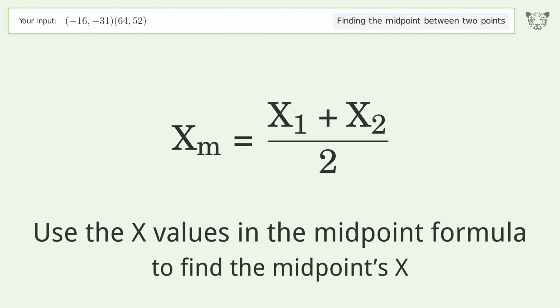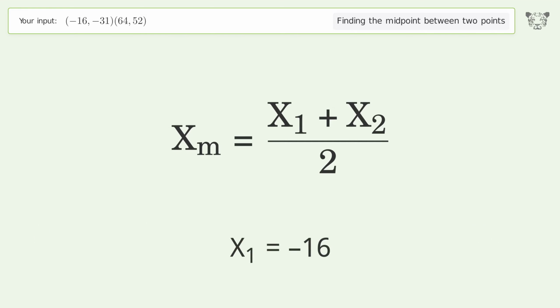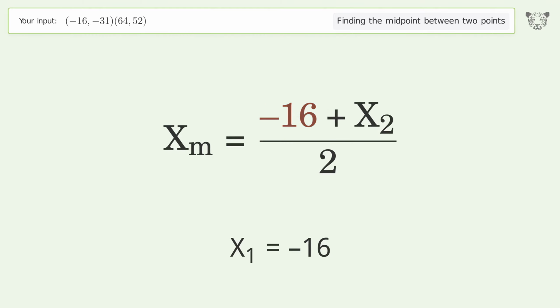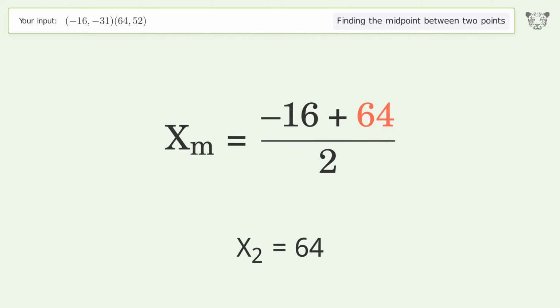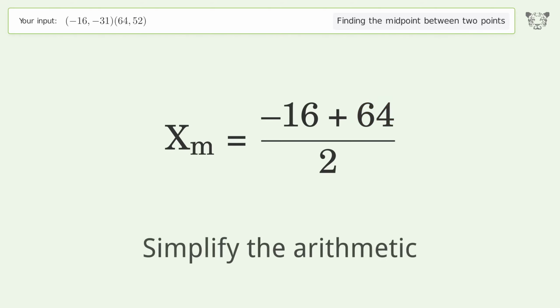Use the x values in the midpoint formula to find the midpoint's x. x1 equals -16. x2 equals 64. Simplify the arithmetic.